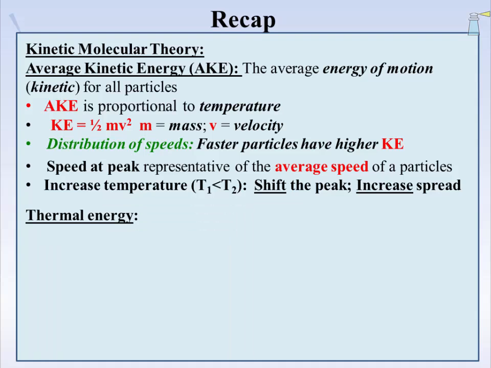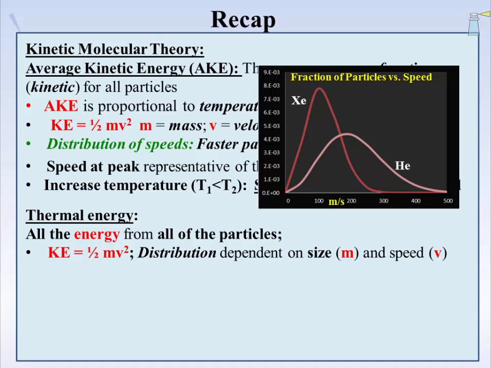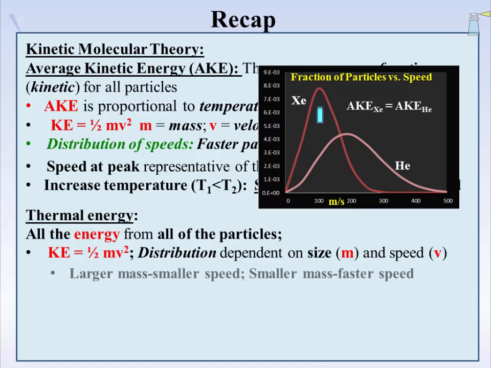The energy of a gas can be looked at from a thermal perspective. That is, looking at all of the energy from all of the particles. It also uses the features of the kinetic energy equation and includes the roles of mass as well as velocity in comparing behavior of gases. In particular, we looked at the distribution of velocities for gases of different masses at the same temperature. That means the two gases have the same average kinetic energy. As such, the gas with the larger mass will have a smaller average velocity, while the gas of a smaller mass will have a larger average velocity.